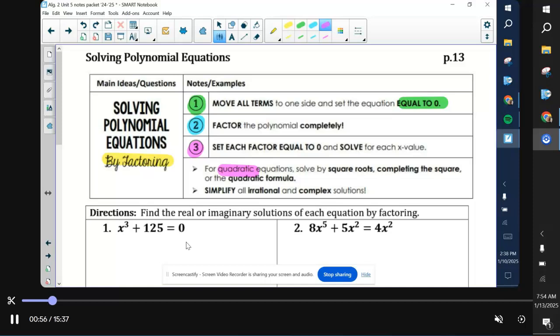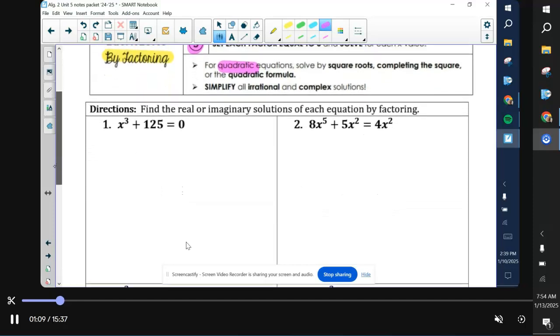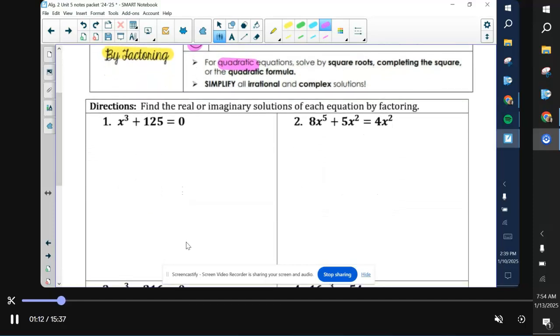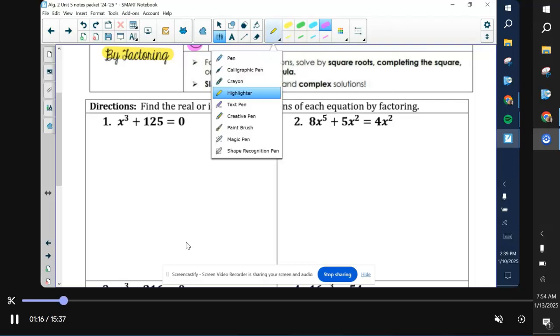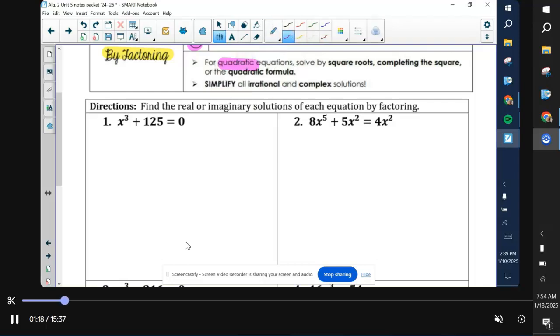Once you have factored down to a quadratic, you can solve using different methods. Most commonly we'll use quadratic formula, but if there is no b value, you can solve by square roots. Okay? When we factor, first thing we always look for, greatest common factor. Then we have to make sure our polynomial is set equal to 0.